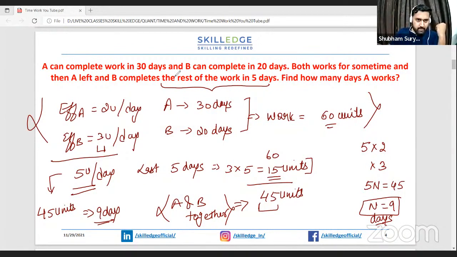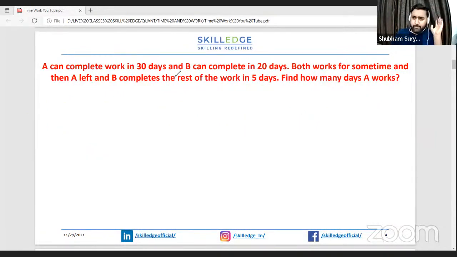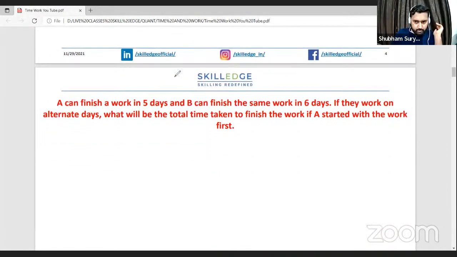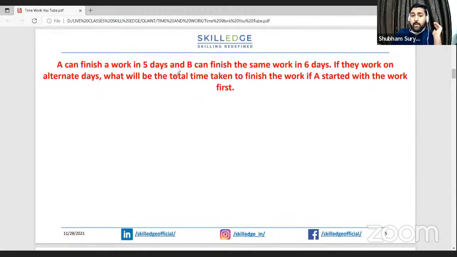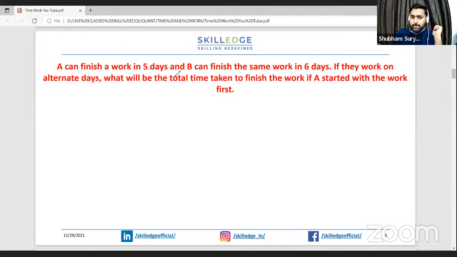For now, let's have a look at a question which is a bit difficult as compared to this one. So the level is increased by a bit. Okay. Have a look at this one. So time starts now.